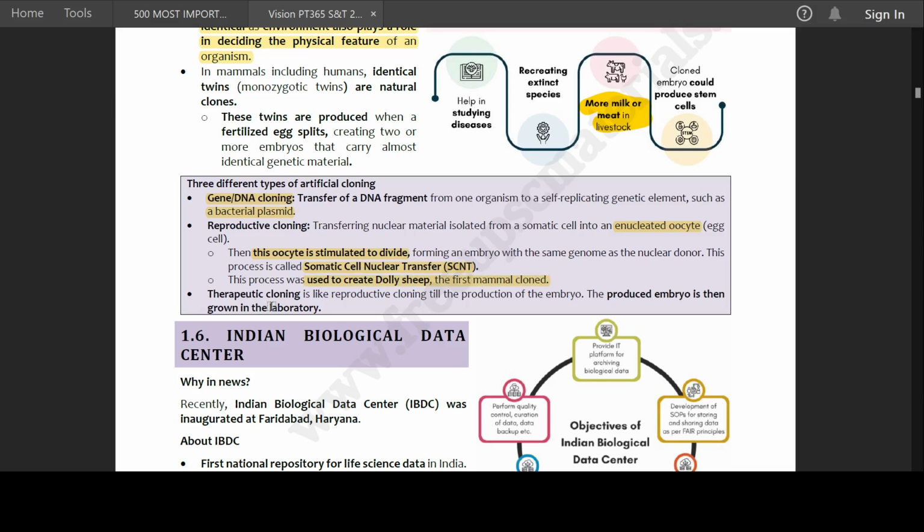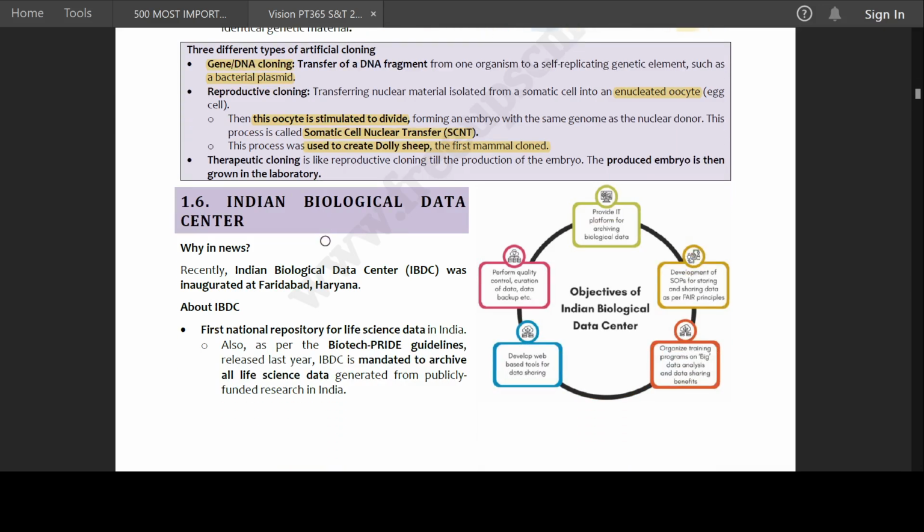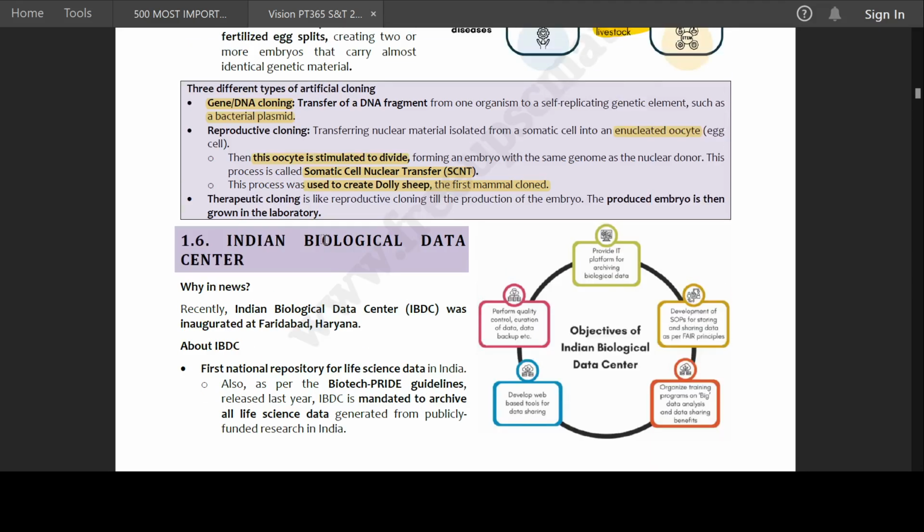Therapeutic cloning is like reproductive cloning up to the production of the embryo. The produced embryo is then grown in the laboratory, which is called therapeutic cloning. Indian Biological Data Center.